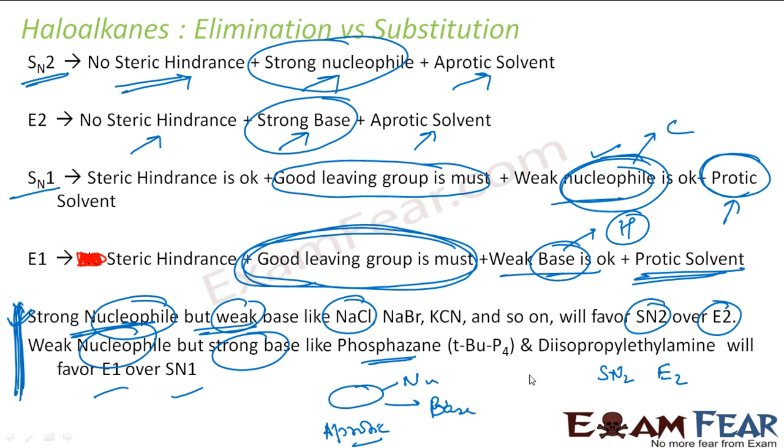As I told, in SN2, the nucleophile has to be strong. And for E2, the base has to be strong. But if I have a weak base but strong nucleophile, that means it is SN2. Correct? So we'll see those kinds of things. First step, we'll eliminate whether it is E1, E2 or SN1 and SN2 based on the solvent. We'll see some examples on that.